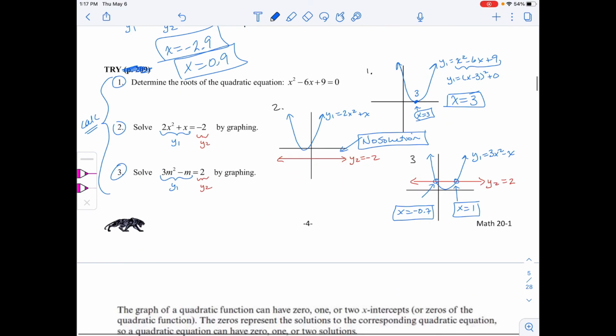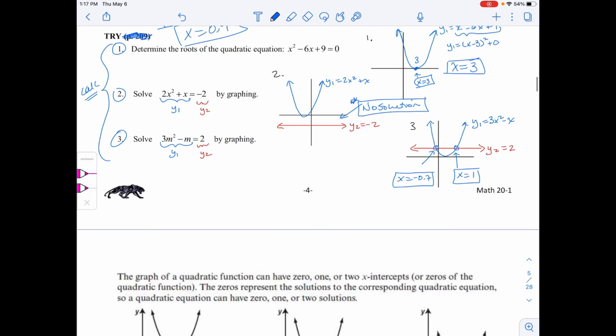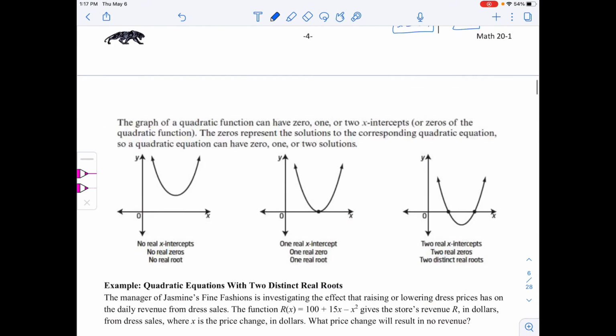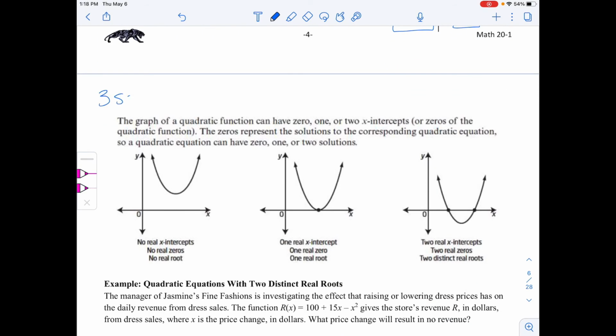If you look at question 2, we've got y equals 2x squared plus x and y equals negative 2. That graph has no intersection, so of course the answer there is no solution. And in our last example, we've got two intersections. When we enter those y1, y2, those are our two answers: x is negative 0.7 and x is equal to 1. So what we've got is three scenarios.